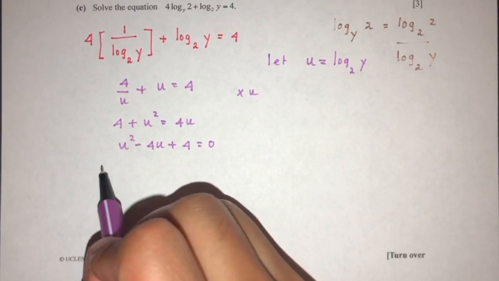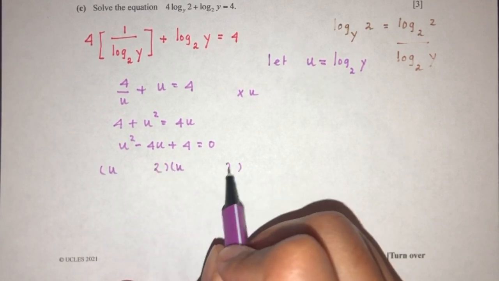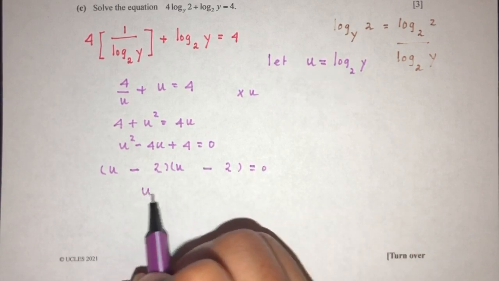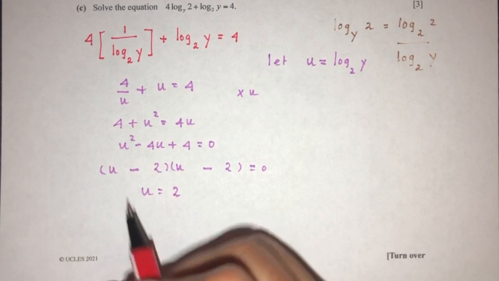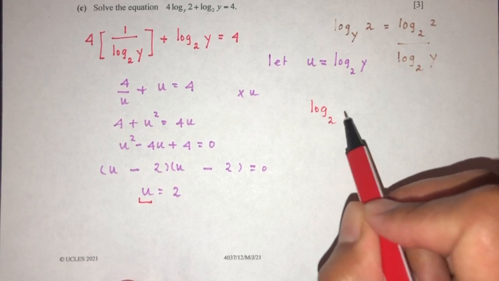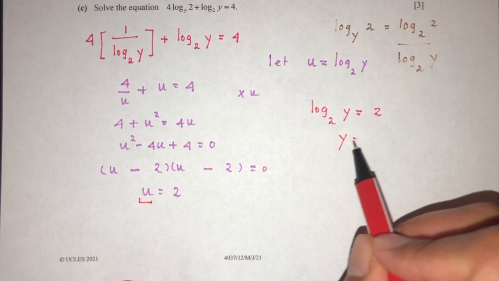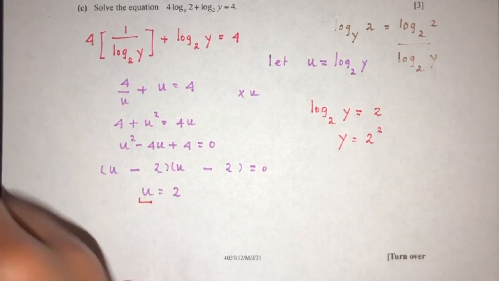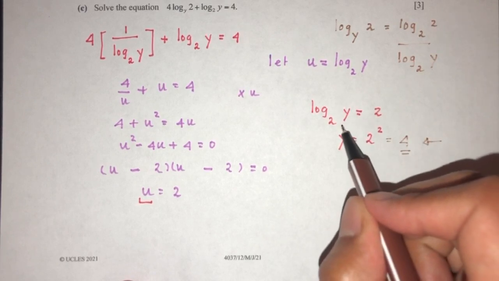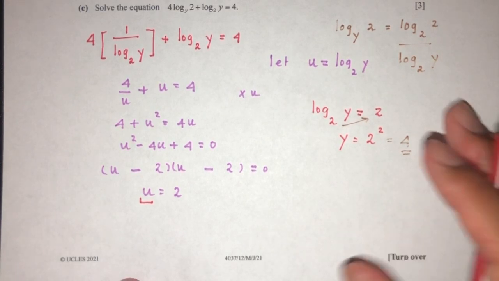Solve by factorization. That will be u times u. 4 is 2 times 2. We have to have minus 4, so that will be minus 2 minus 2. So obviously u will be the value of 2. But again, we're not trying to find u, we're trying to find the value of y. So u is this one, log base 2 of y has to be the value of 2. So y will be 2 to the power 2, so that will be the value of 4. So finally, y will be the value of 4 for your question, part C.